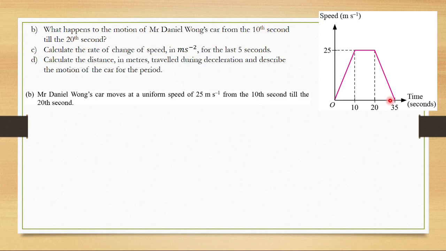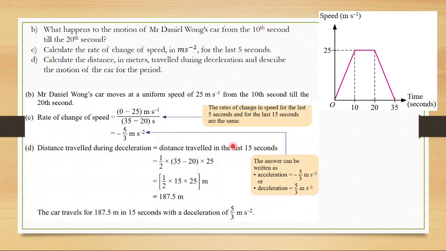So this part is the last 5 seconds, meaning that you have to find the change of speed, that is the difference in the vertical axis, 25 minus 0 over 35 minus 20, because this part is the last part, right? The final speed is 0 minus 25 over 35 minus 20. Okay, so 0 minus 25 over 35 minus 20, the answer is negative 5 over 3 meter per second per second. So you can see here when it is negative, meaning that this part here is a deceleration. So you can write the answer as acceleration equal to negative 5 over 3, or deceleration is positive 5 over 3. Okay.